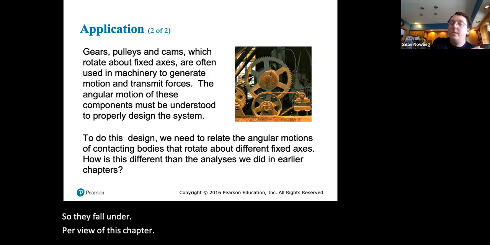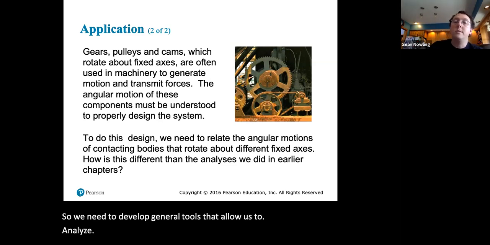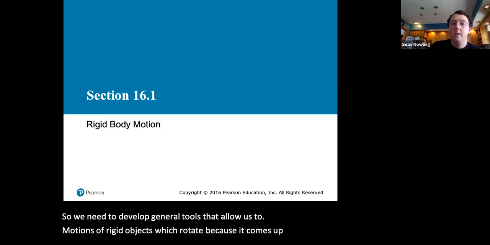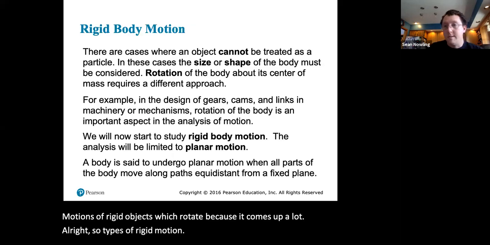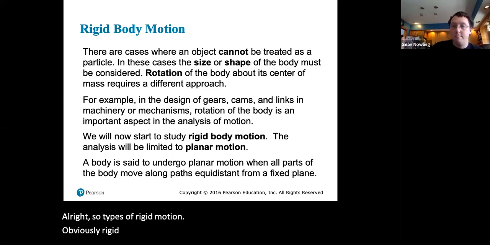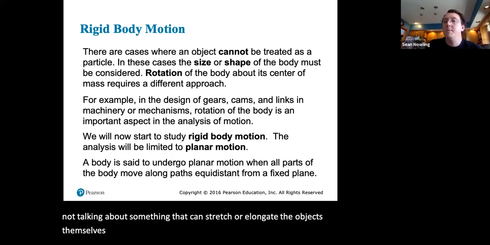So we need to develop general tools that allow us to analyze motions of rigid objects which rotate, because it comes up a lot. All right, so types of rigid motion. Obviously, rigid objects. So think frozen pizza, not pizza dough. So we're not talking about something that can stretch or elongate. The objects themselves are rigid. Take them to be made of metal if you want.